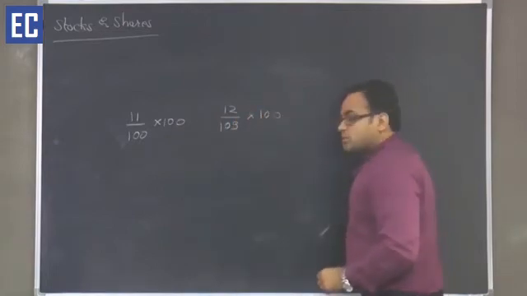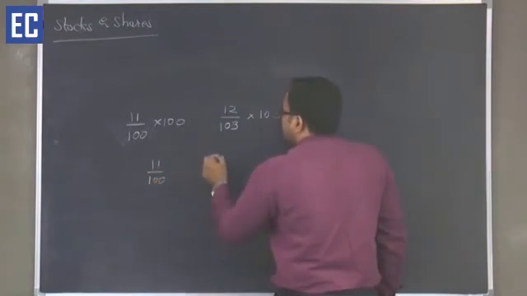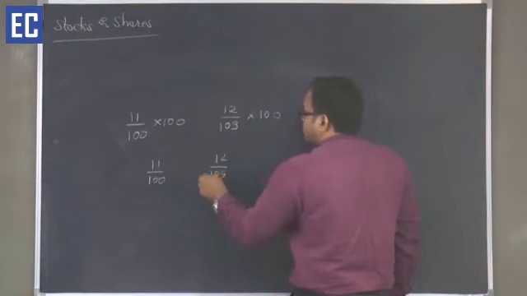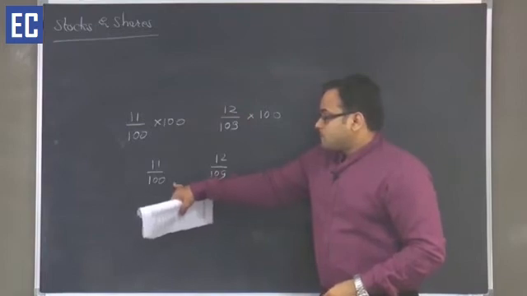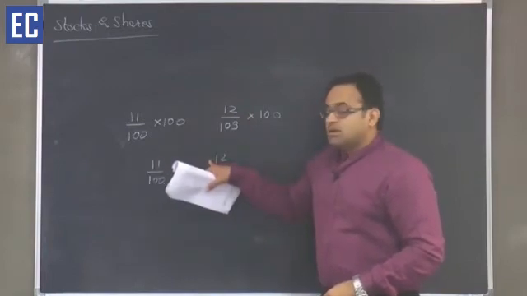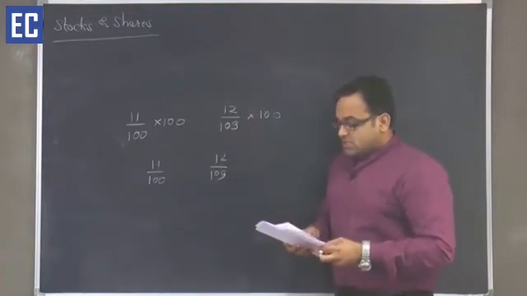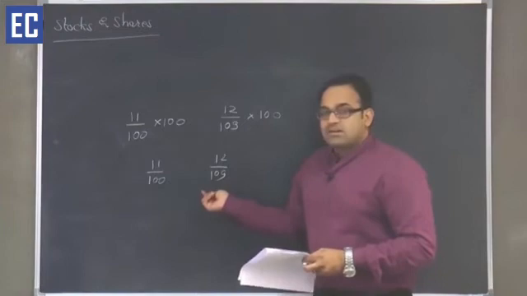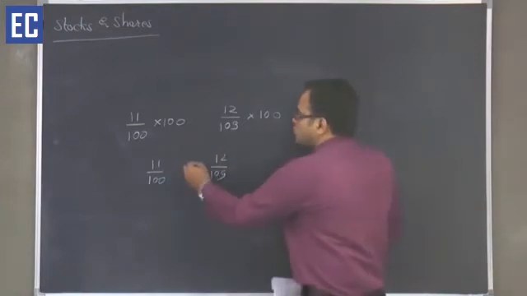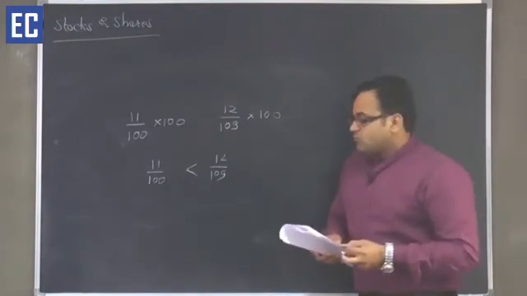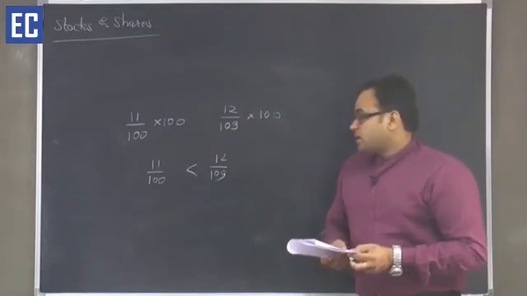So if I have to compare these two options, which one will be greater? This is 11 upon 100 and 12 upon 109. Very clearly, from 11 to 12, this is increasing by slightly less than 10%. 100 to 109, this is increasing by less than 10%. So this one will definitely be greater than this. If this is greater, so this will be the relationship, and that means that 12% stock at 109 is better than 11% stock at rupees 100.